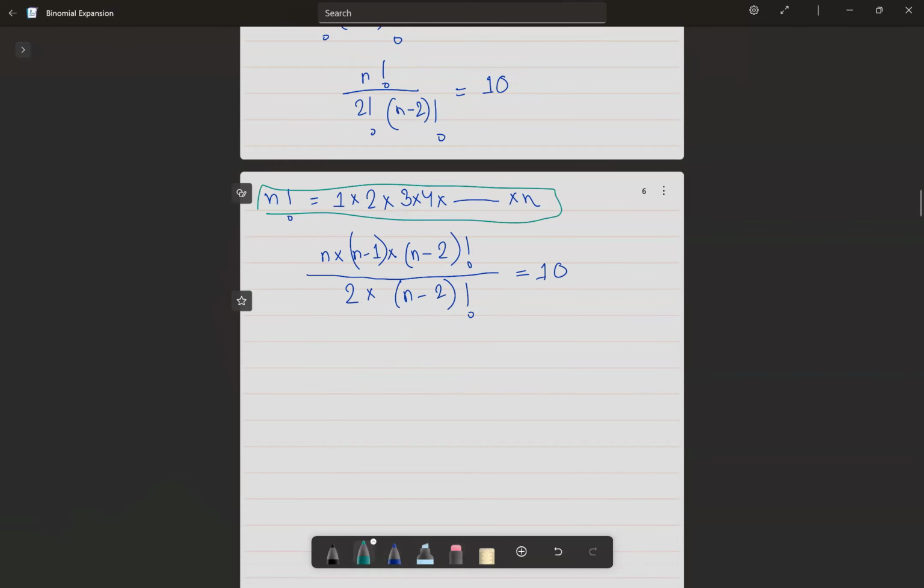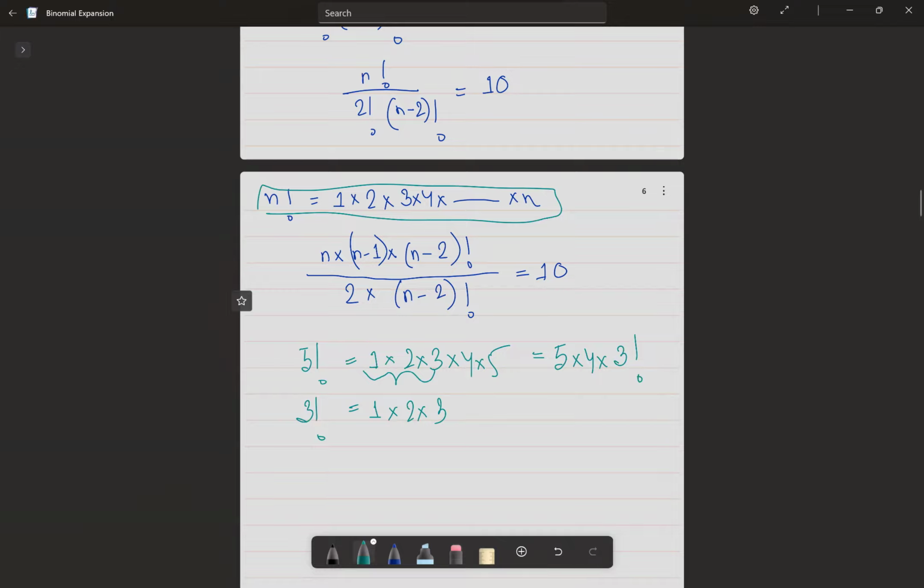Let us try to understand from this small example. If I have 5 factorial, then 5 factorial means 1 into 2 into 3 into 4 into 5. And if I have 3 factorial, then 3 factorial stands for 1 into 2 into 3. So I am writing these three numbers repeatedly. So instead of writing 5 factorial like this, if I want, I can write 5 factorial as 5 into 4 into 3 factorial, because 3 factorial would mean 3 into 2 into 1.